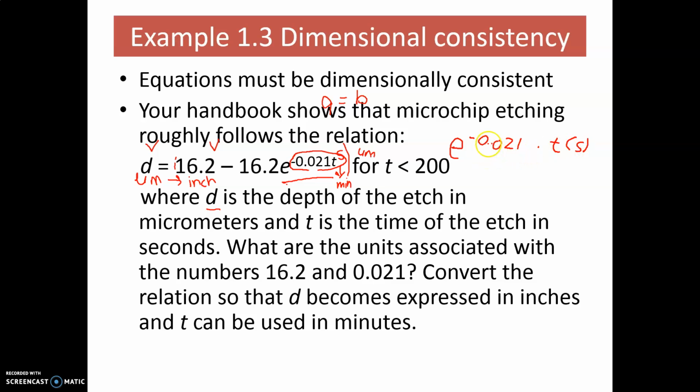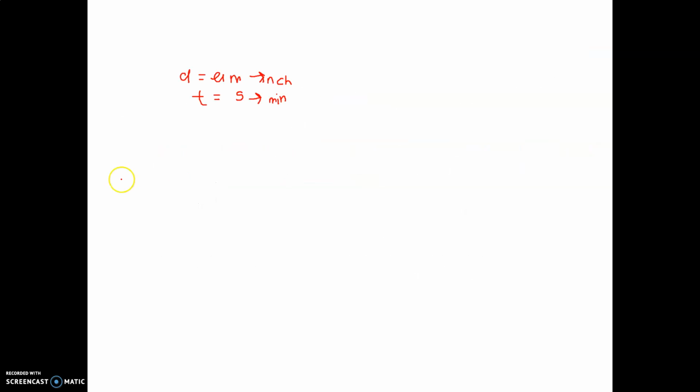So this value should be in second to the power of negative 1, so that we can cancel this, so that the value here after you multiply 0.021 times t should be dimensionless, so that this exponential can be calculated. Otherwise it's impossible for you to calculate the exponential if you have a unit here. So by considering that, we need to consider that in our calculation here.